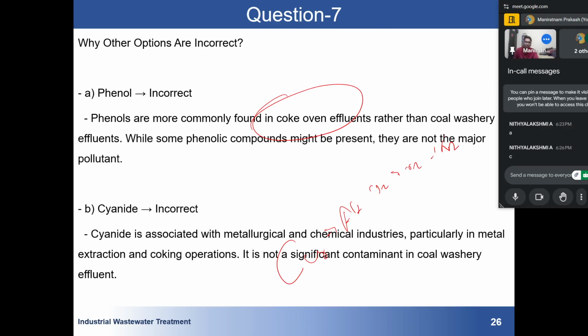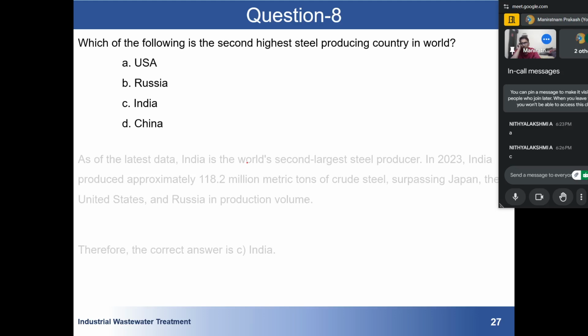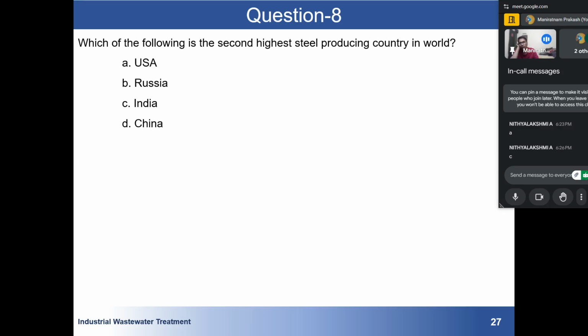Miss, I'm not getting it. But that's why these two options were incorrect. So the correct answer is C. Which of the following is the second highest steel producing country in the world?